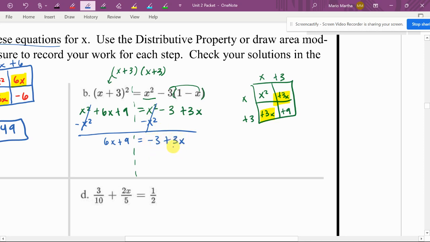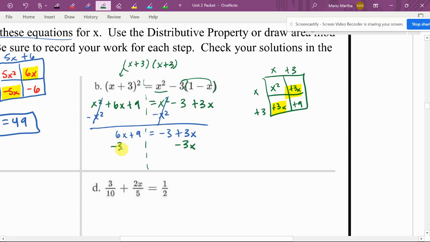And then again, move the x's to the same side of the equation. So I'm going to subtract 3x from both sides now. That leaves you with 3x + 9 = −3. And then subtract 9 from both sides. That gives us 3x = −12. And then finally, remember 3 times x, the opposite of multiplying is dividing. So divide both sides by 3. And you get x = −4.